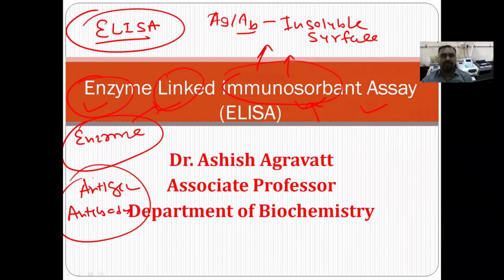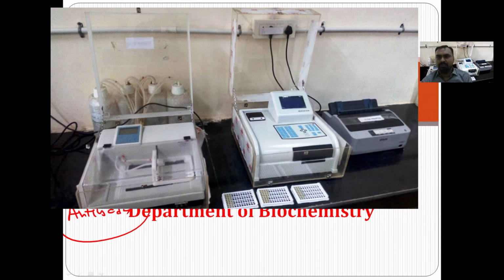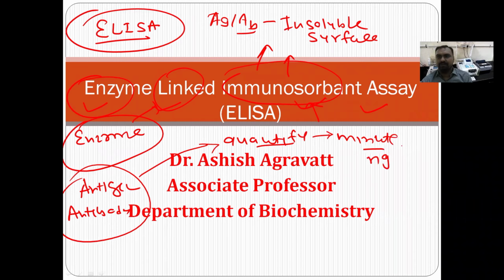It is very important for quantifying substances present in very minor amounts, in nanograms or picograms. But concentrations in milligrams, like glucose or urea, we can measure with the help of colorimetry. The concentrations which are very low, we can measure with the help of ELISA.